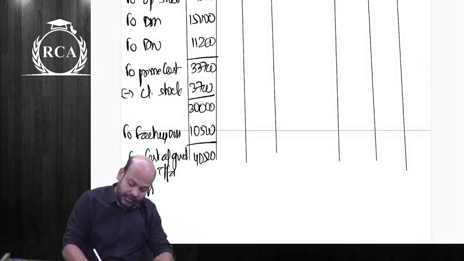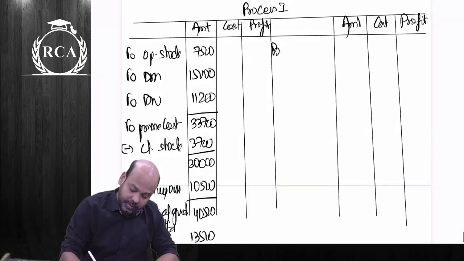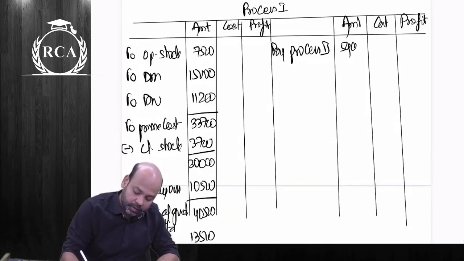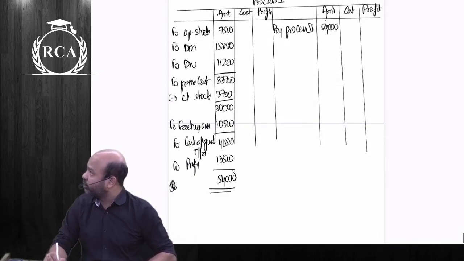The profit that we booked on this was how much? 13,500. The total amount would be 54,000. Here, by Process 2, we know that the inventory got transferred at 54,000. Are you all following? I have just written that amount column as such.